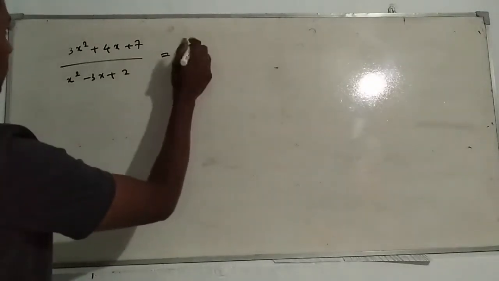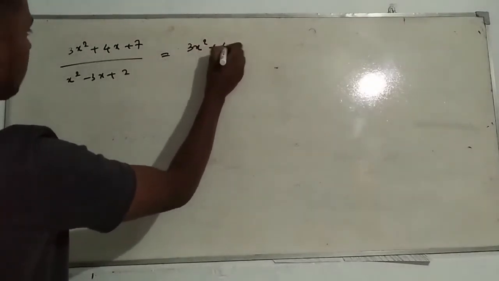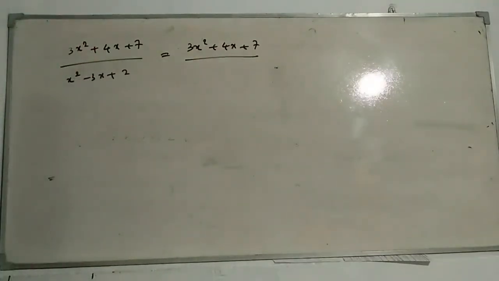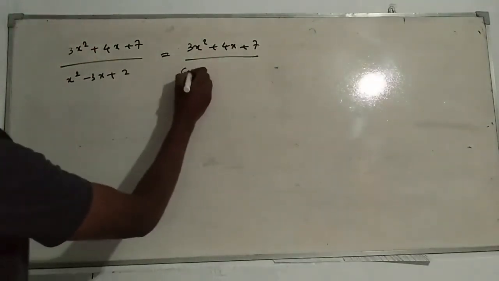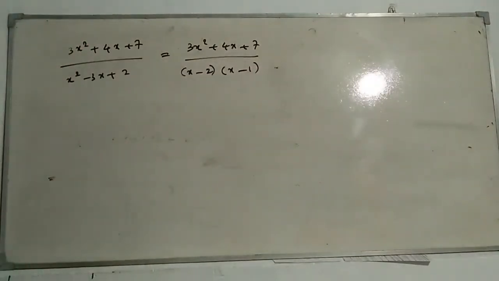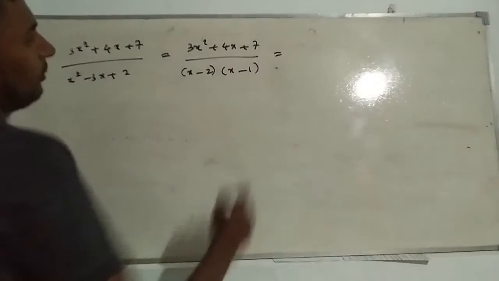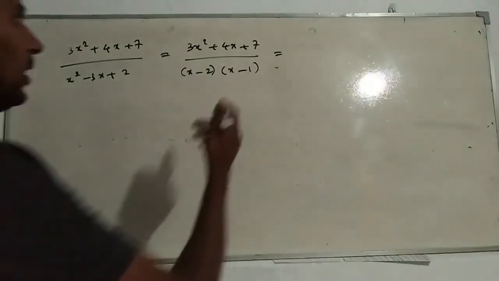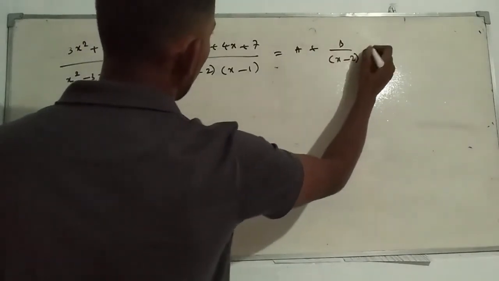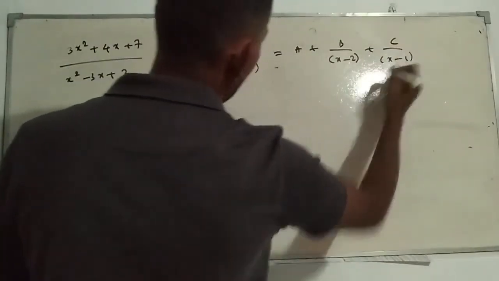I will factorize it first. 3x squared plus 4x plus 7. You have to factorize this. What are the factors? You can write x minus 2 and x minus 1. Those are the two factors of this one. Then I can partialize this fraction like this: a plus b over x minus 2 plus c over x minus 1.